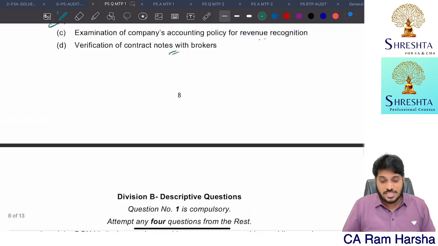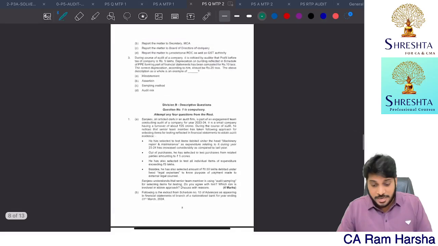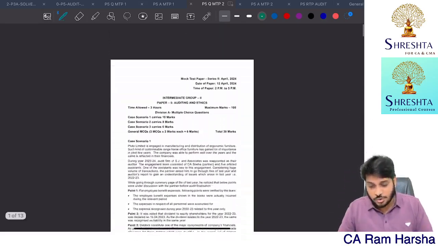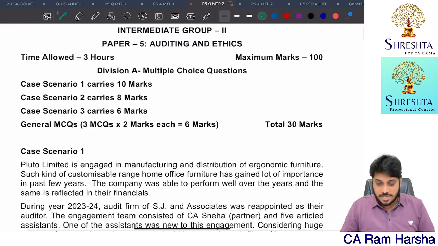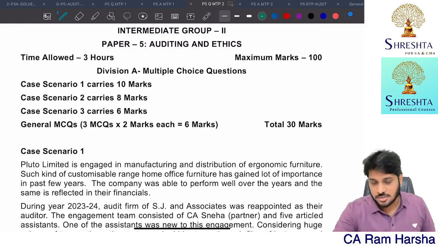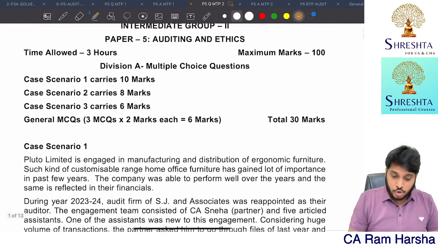So with this, MTP 1 is completed. So let's continue with MTP 2. Please cross check the answers, whatever I have told, whatever answers I've covered. Very, very important. Let's proceed to MTP 2.